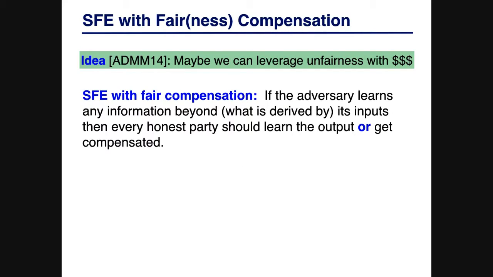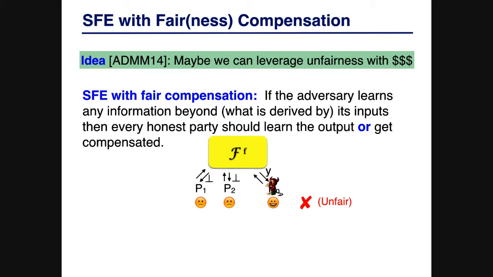This idea comes from Andrychowicz et al. And the idea is that we can actually use coins, we can use money, to leverage this discount that we make on security. This leads naturally to the notion of SFE with fair compensation, which says that, as before, if the adversary learns something more than his inputs, then every honest party should learn the output, or he should give them money. So if we think of the scenario we had before, the motivation is as follows.